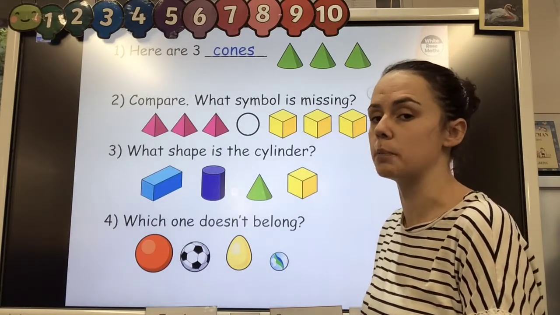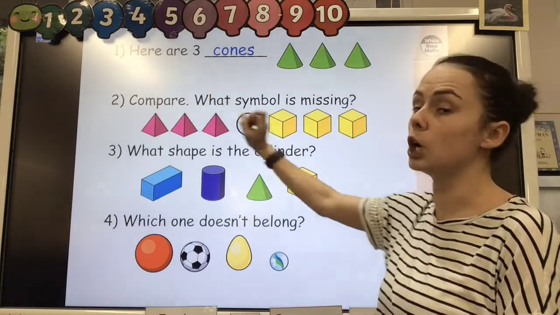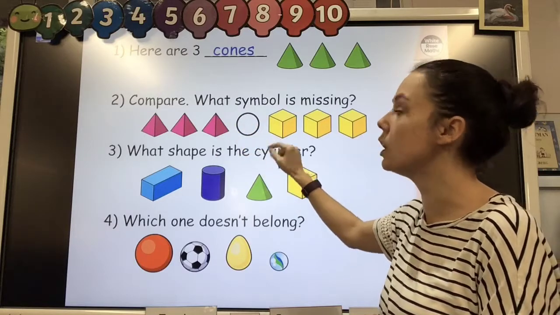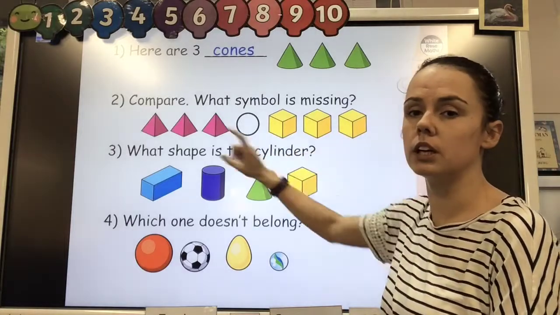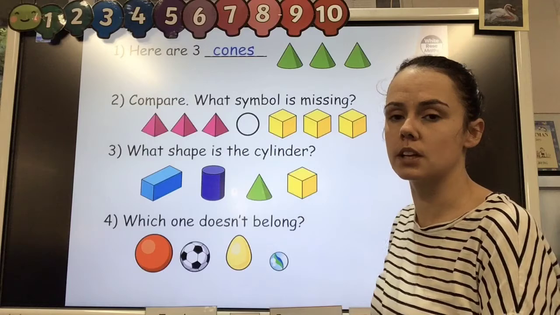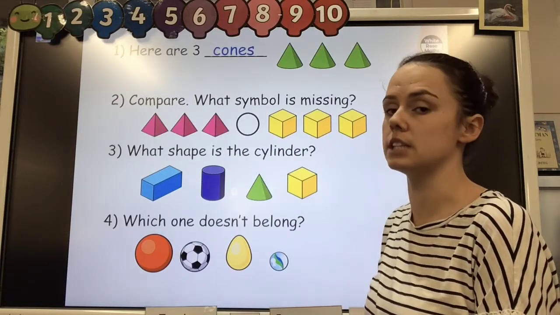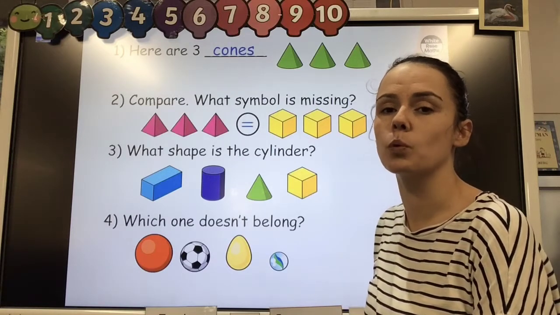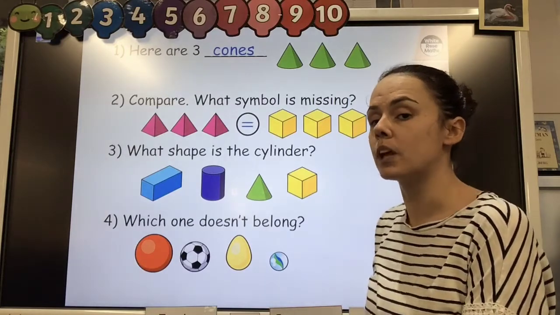Let's look at question number 2. Compare. What symbol is missing? We've got 3 pyramids. Is it more than, less than, or the same as 3 cubes? What do you think? 3 is more than, less than, or the same as 3? It's the same as, well done, or equals if you'd like to do it that way. So 3 equals 3. Great.